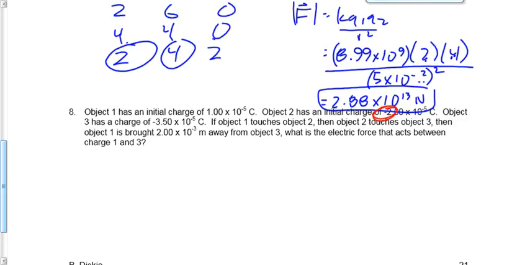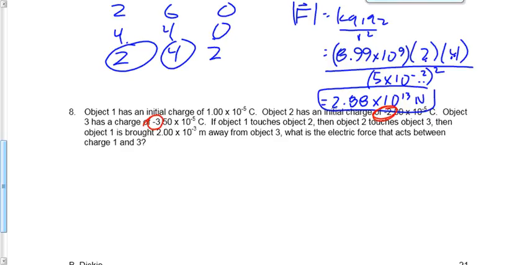Object 3 has a charge of negative 3.5 times 10 to the minus 5. We're not going to pay any attention to those when we're calculating the force, k Q1 Q2 over r squared, but we have to pay attention to those when we're determining what the charges are after they touch, right?